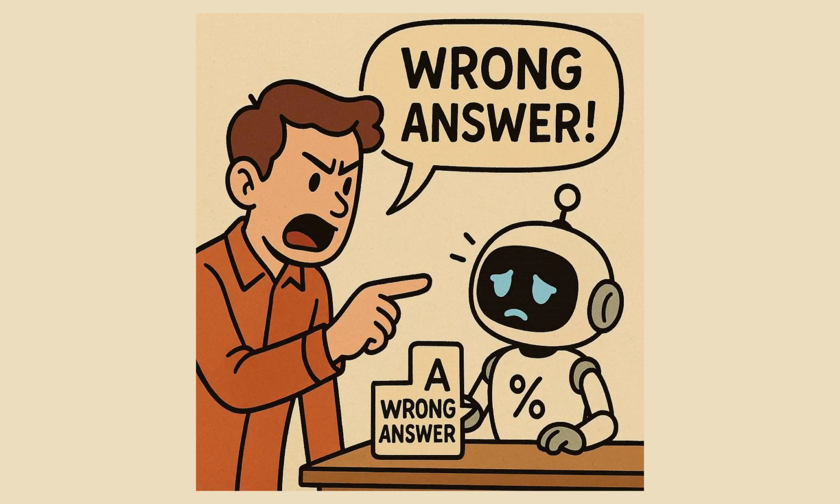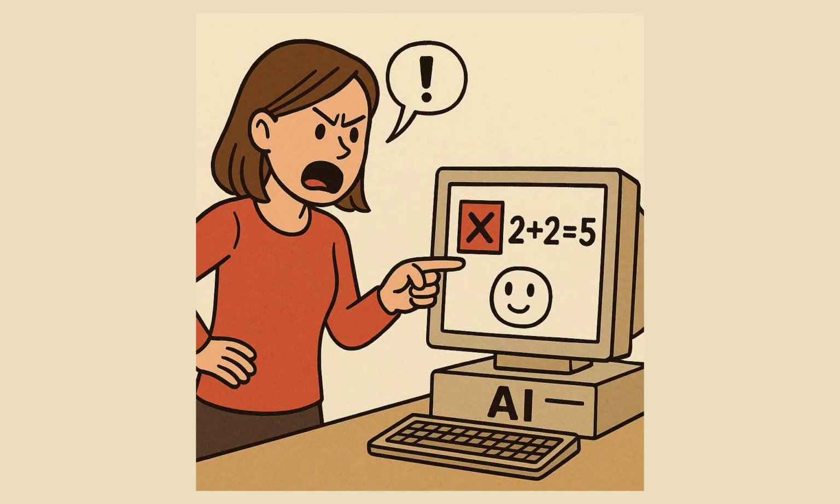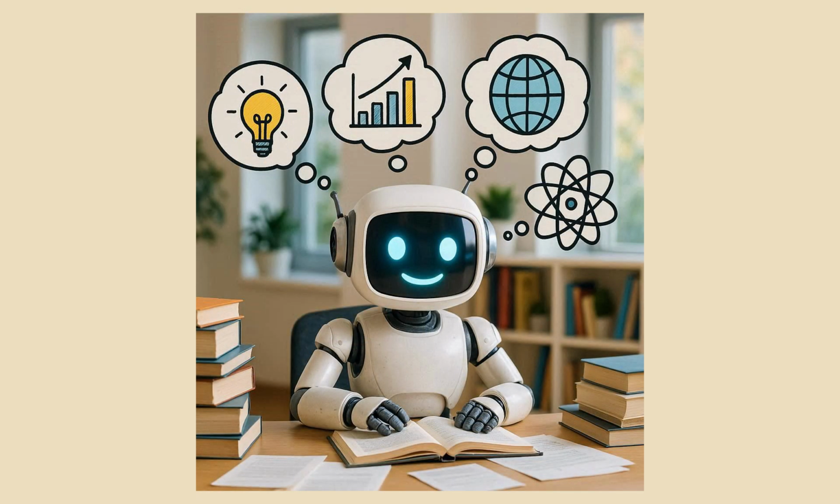Have you ever asked AI a question and gotten a completely wrong answer even though it sounded confident? That's because sometimes AI jumps to the final answer without reasoning. But what if you could make it think out loud before answering? That's what today's concept, chain of thought prompting, is all about.